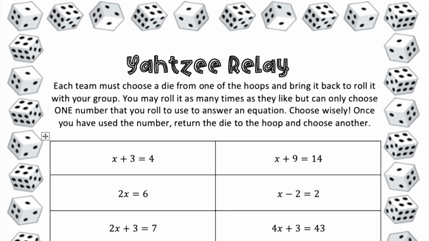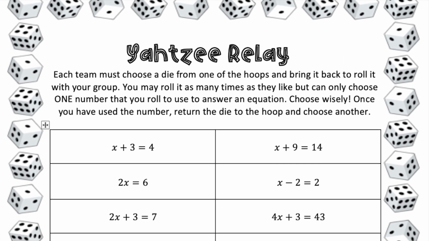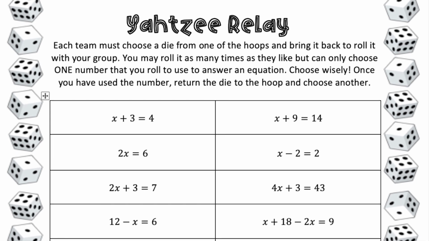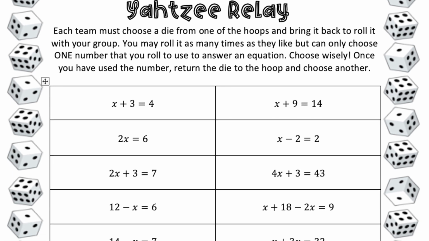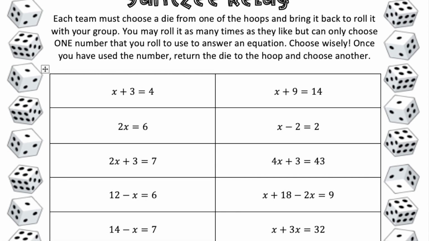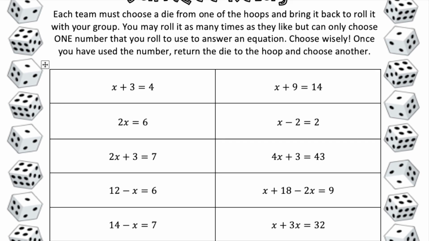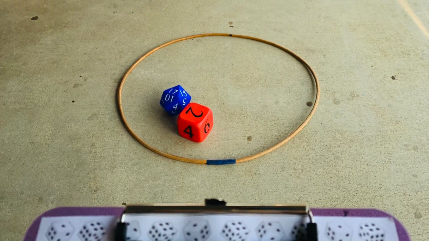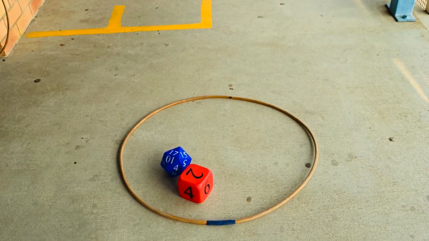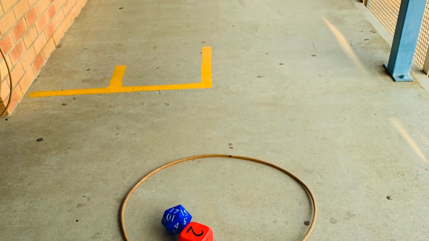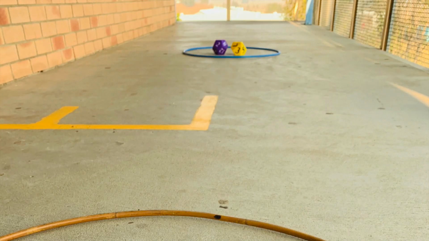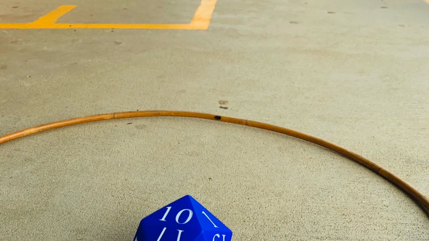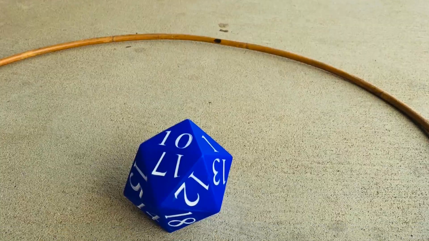My third activity is one called Yahtzee Relay. This is another algebra-style activity which requires a little bit of strategy on the part of the students. The students are split into groups and are given this worksheet. They are to pick up a dice from one of the hula hoops down one end of the balcony. They are then to run it down to the rest of their group and roll it. They can then decide if they want to use the number rolled to try and answer one of the questions on the worksheet. The winning team is the one who completely finishes their worksheet first.